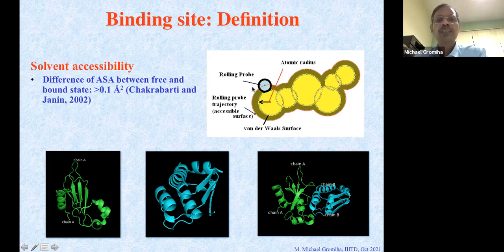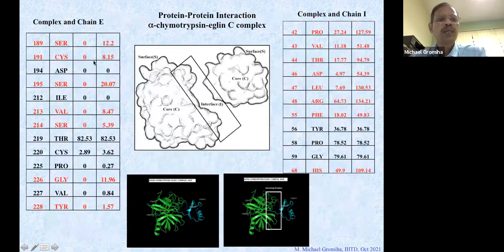Here I show an example. You see the residue number and here the residue name. This is the complex, and this is the free protein. When they form the complex, they change the accessible surface area. For example, here from 12.2 to 0, that's completely buried in the complex, but it is exposed at 12.2 angstrom squared in the free, unliganded protein. So this is how we can identify these binding sites.